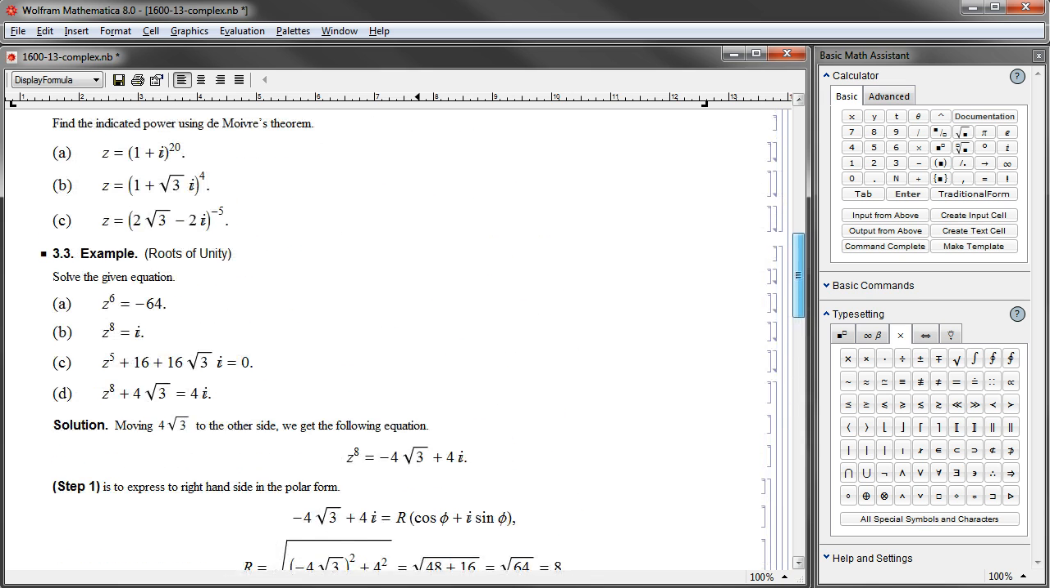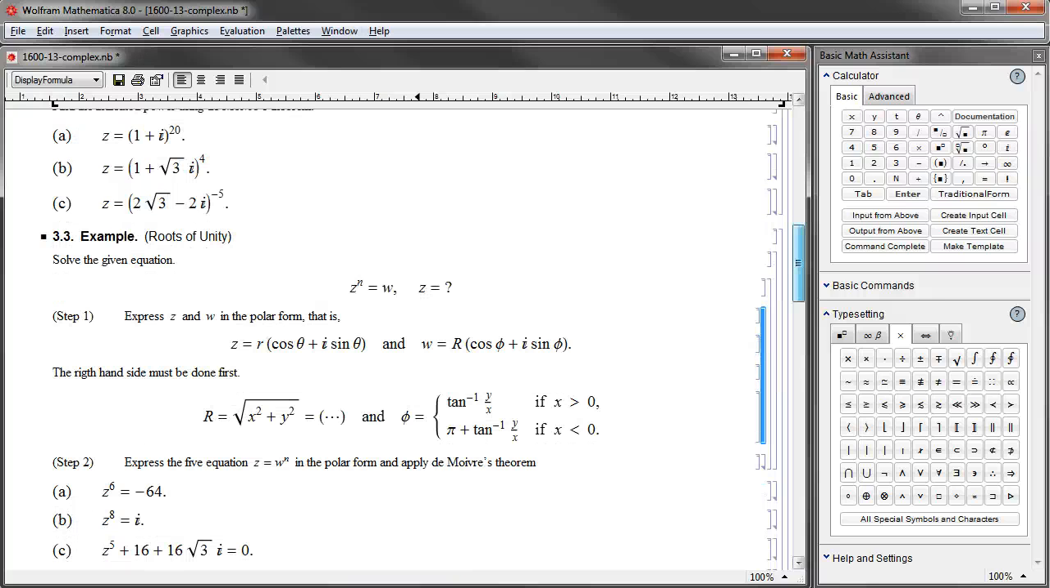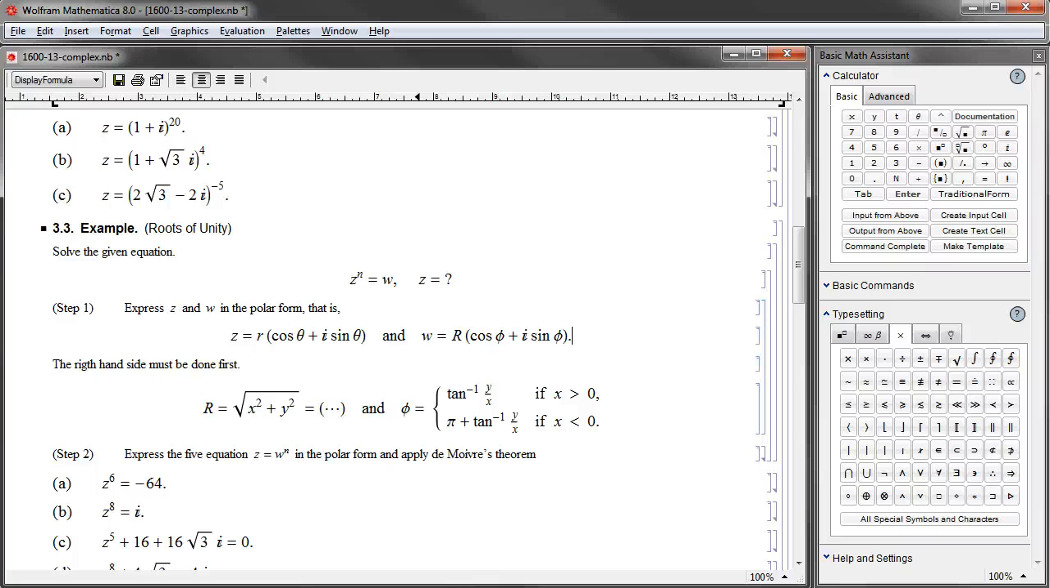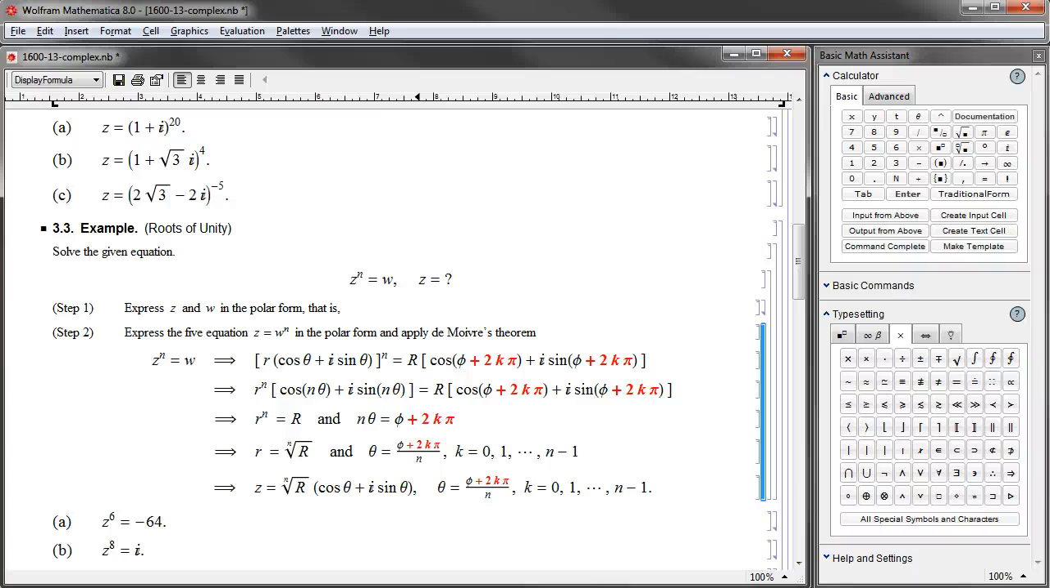Let's go back to this general algorithm. Now I include it here. First, you have to express the w, the right hand side, in the polar form, with polar radius and the argument. You can get those. And then, in order to apply de Moivre's theorem, z to the nth power, or r times cosine of theta plus i sine of theta to the nth power, is not just capital R times cosine of phi plus i sine of phi, but we need this 2k pi.